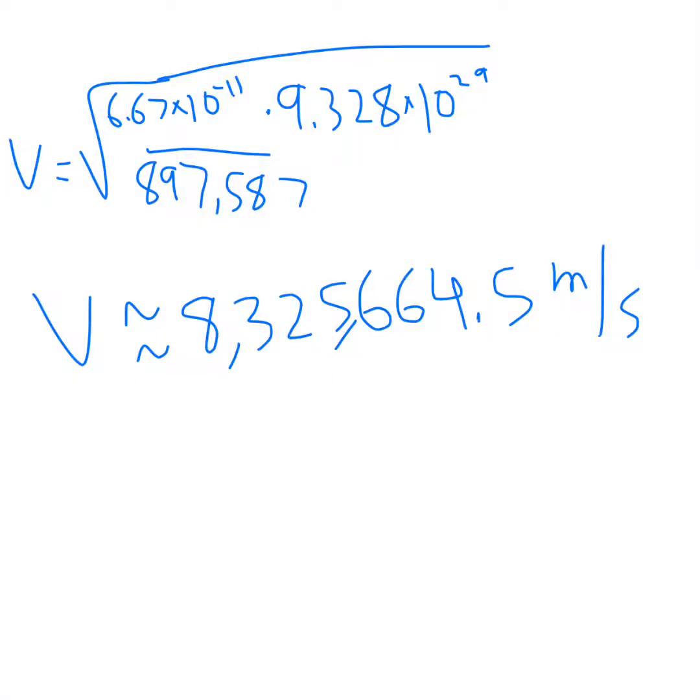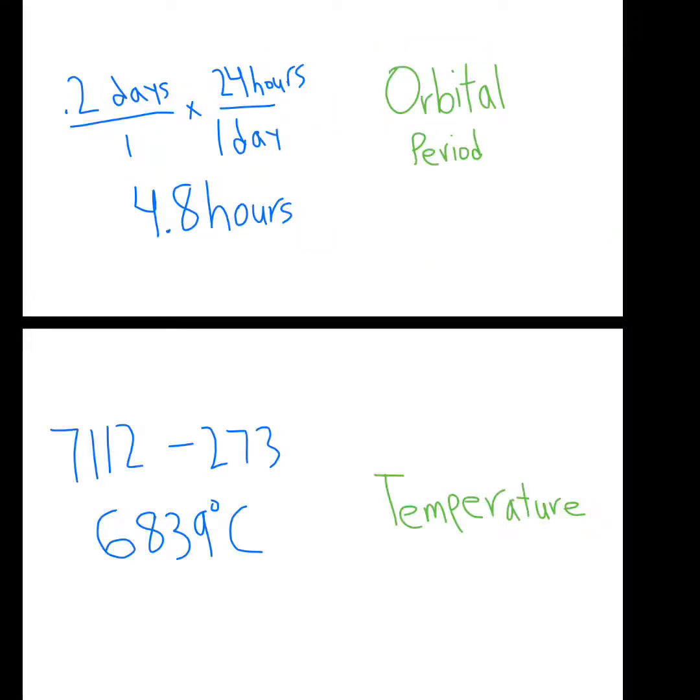With these calculations, we get a grand total of 8,325,664.5 meters per second. Much, much faster than the Earth. This may seem too fast, but when you think about it, the Earth's orbital period is 365 days, compared to this planet's 0.2 days. The orbital period of KOI 55 is 0.2 days on Earth. I converted that and found out that its orbital period is actually 4.8 hours. Absolutely stunning compared to the Earth's 365 days.